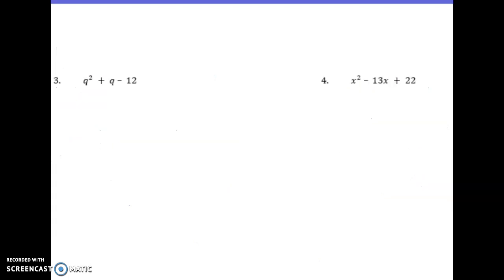Okay, so I'm going to go ahead and try some more. Okay, my a here is 1, my c is negative 12, so 1 times negative 12 is negative 12, and my coefficient b is going to be 1. Okay, so I need two numbers that when multiplied together equal negative 12 and add up to 1. I'm going to think of numbers close together, so I'm going to think of 4 and 3.